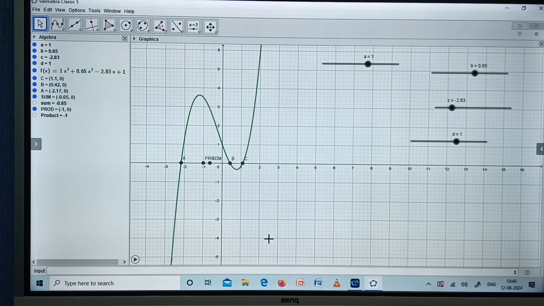The relationship between the sum and the zeros of the polynomial is given by minus B by A, and the relationship between the product of the zeros and the zeros of the polynomial is minus D by A. So we have explored sum and product for both quadratic polynomial and cubic polynomial.